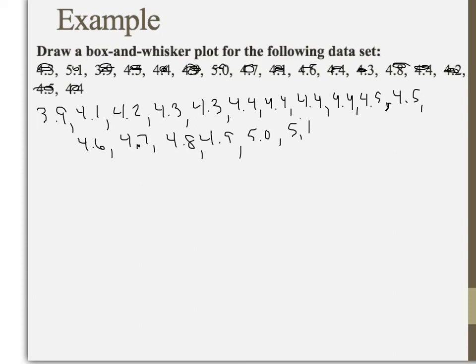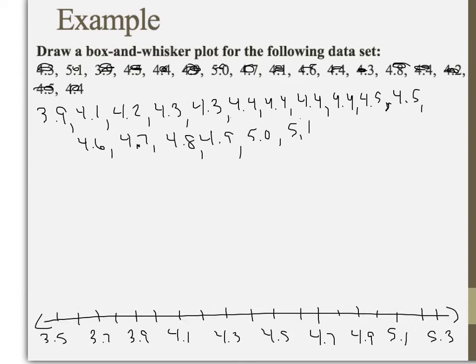Okay, so notice on your paper it says, for example, draw a box and whisker plot for the following data set. So I have gone ahead and put my numbers in order from least to greatest. So I need you to pause the video so you can do the same thing.